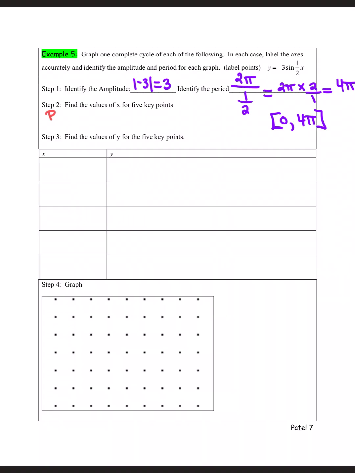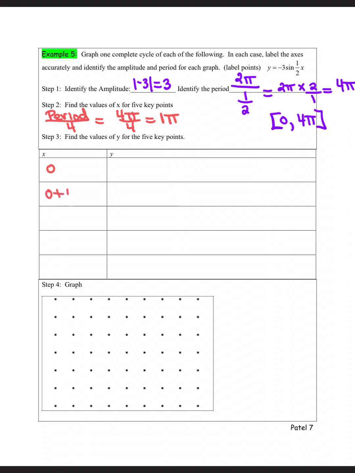For my x values, to find them, we're going to say the period divided by 4. So 4 pi divided by 4. So basically I'm counting by 1 pi. So each little increment is going to be 1 pi. So we're going to start with 0.